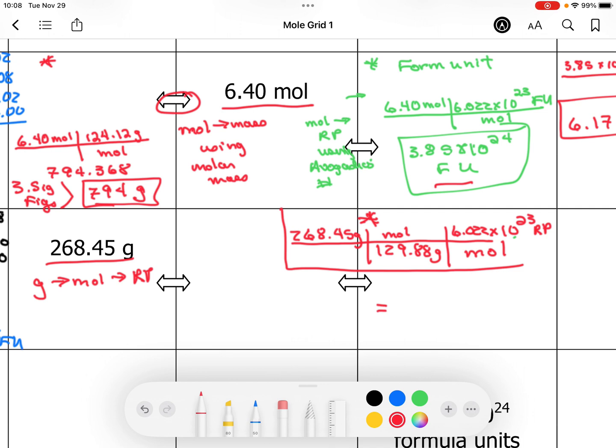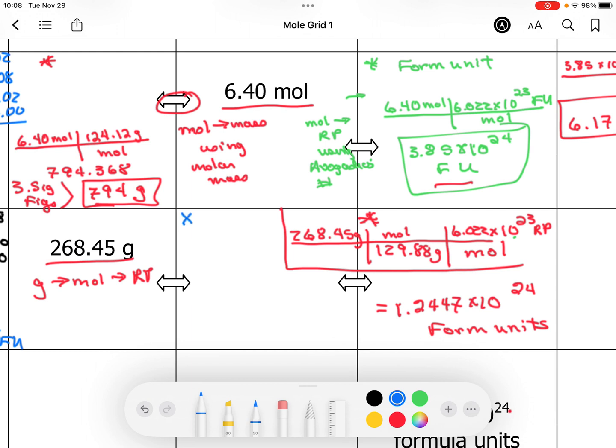268.45 times 6.022 times 10 to the 23rd divided by 129.88. And I've got to go to 5 sig figs, so I'm going to get 1.2447 times 10 to the 24th formula units.